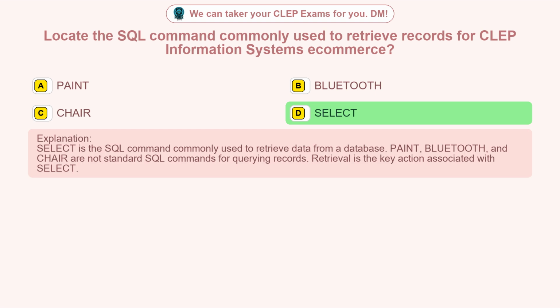Select. Select is the SQL command commonly used to retrieve data from a database. Paint, Bluetooth, and chair are not standard SQL commands for querying records. Retrieval is the key action associated with select.